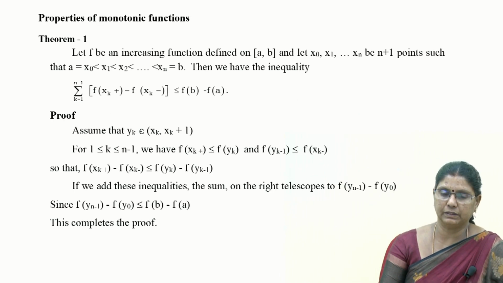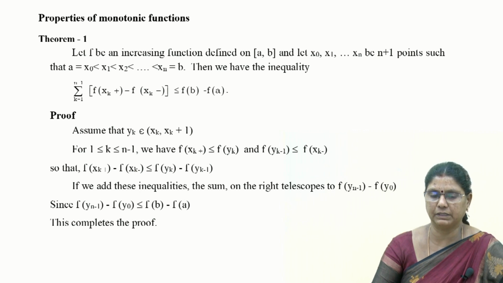So the first property of monotonic functions is: let f be an increasing function defined on the closed interval [a, b], and let x0, x1, ..., xn be n plus 1 points such that a equals x0 less than x1, ..., less than xn equals b. Then we have the inequality: the summation of f(xk+) minus f(xk-) is less than or equal to f(b) minus f(a).